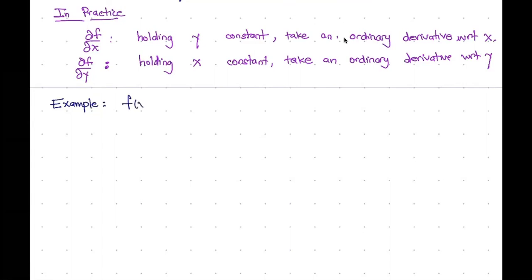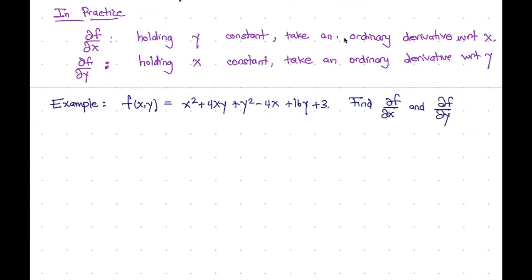So if we have f of x, y is equal to x squared plus 4xy plus y squared minus 4x plus 16y plus 3, let's find df dx and df dy. And when I say df, I'm referring right now in the context of calculus 3 to the partial derivative with respect to x and the partial derivative with respect to y.